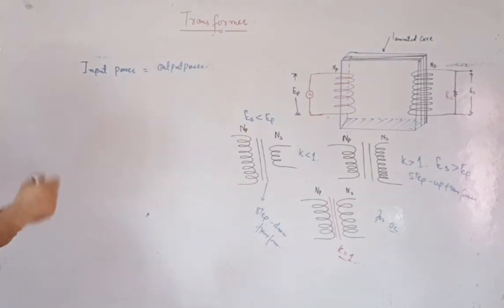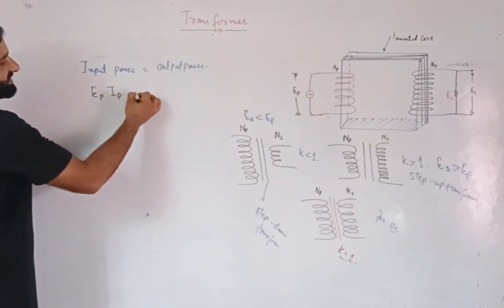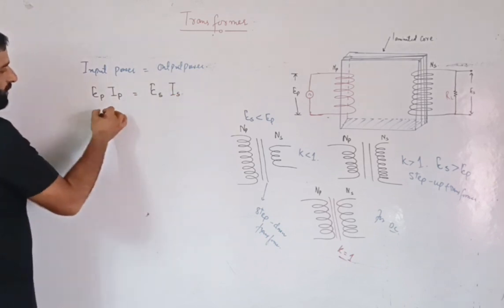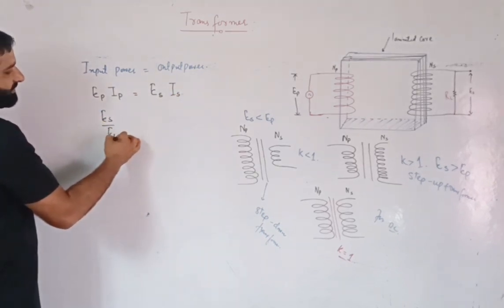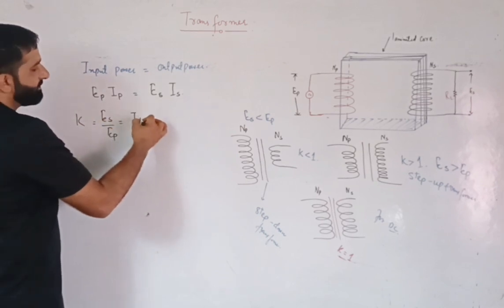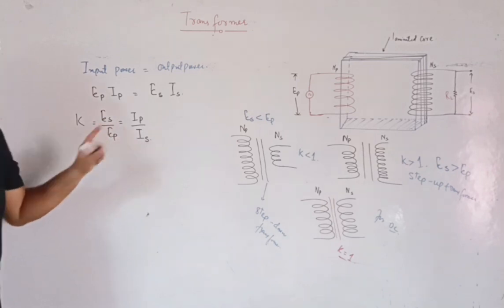That means the input power is equal to input voltage, that is primary voltage EP, into input current, that is primary current. Here we have secondary current and secondary voltage. We have that ES divided by EP is equal to the transformation ratio K, that is equal to IP divided by IS.